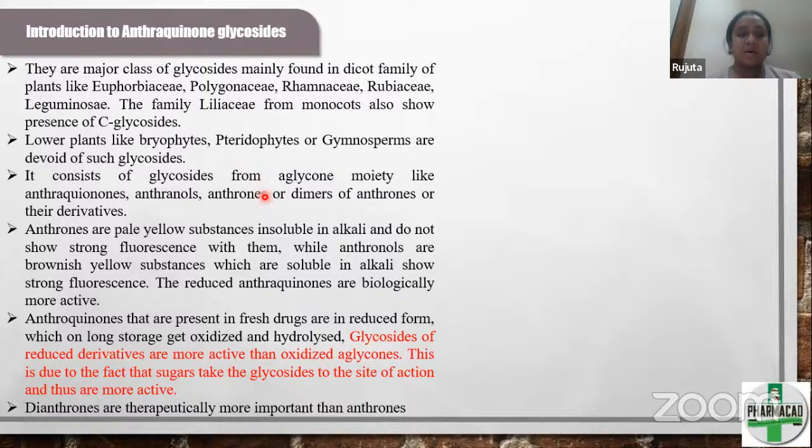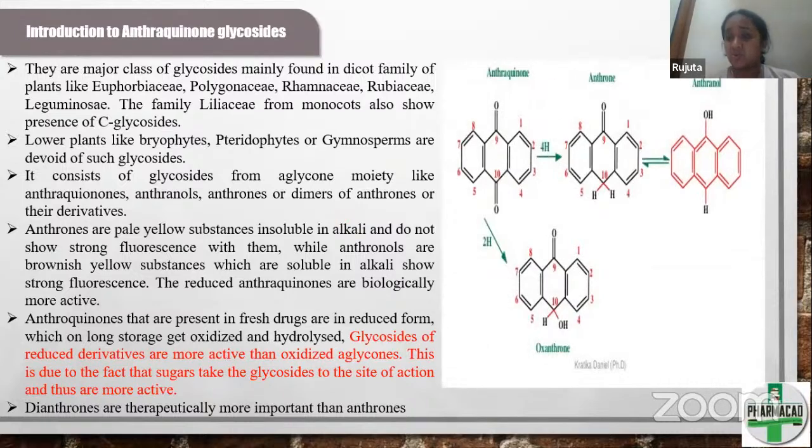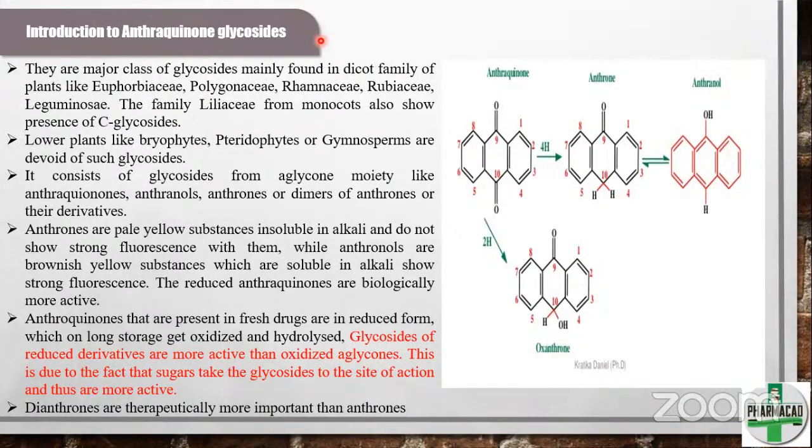Now, the aglycone moiety here will be anthraquinone, anthranol, anthrones, or dimers of anthrones or their derivatives. Now, what are these anthrone, dianthrone? Let us have a look at that. As you can see here, this is the anthraquinone moiety. The reduced form of this is an anthrone. And the oxidized form of anthrone, it's actually a reversible mechanism because of resonance, is an anthranol.